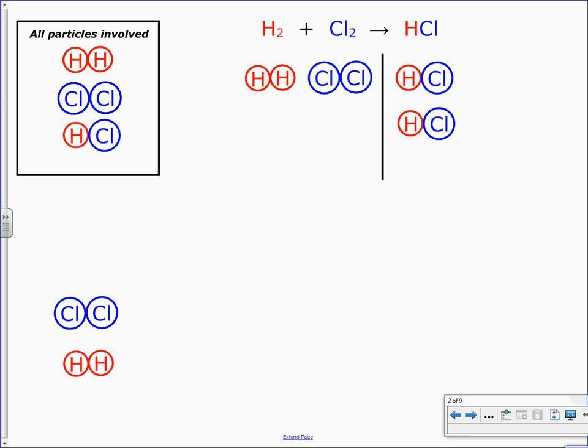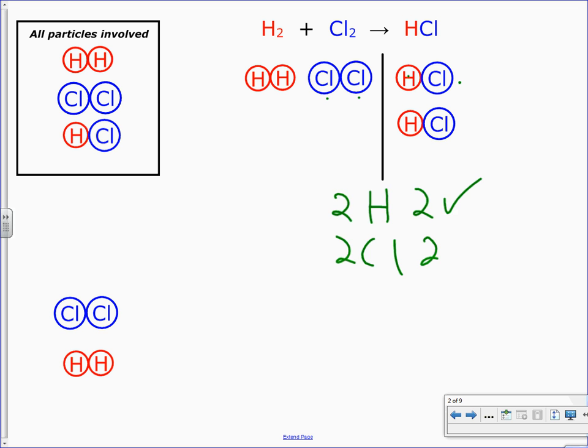So that's really how we balance it here. And I've added in another HCl, and let's count the H's. We have two H's on the left, and now we have 1, 2, so two H's on the right, so that looks balanced. And let's check the Cl's. We have 1, 2 Cl's on the left, and 2 Cl's on the right. So that is a balanced equation.